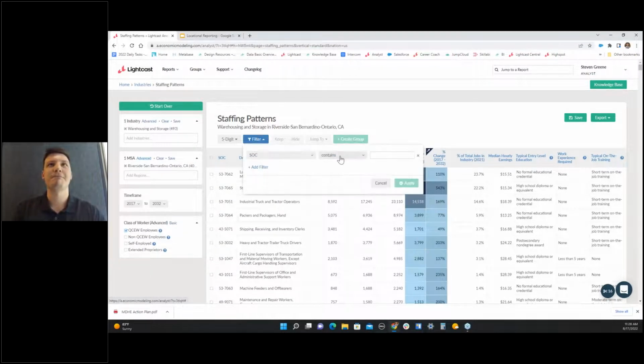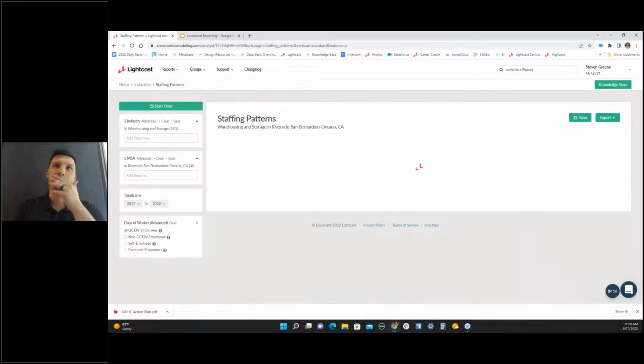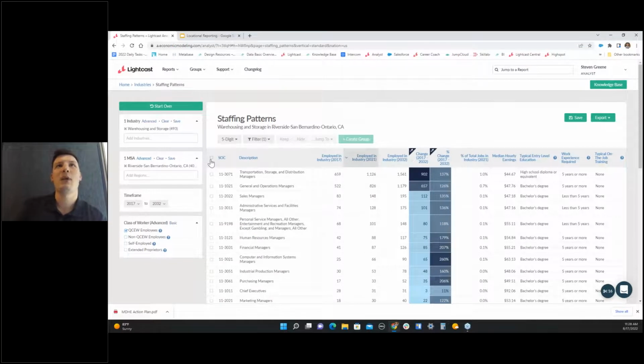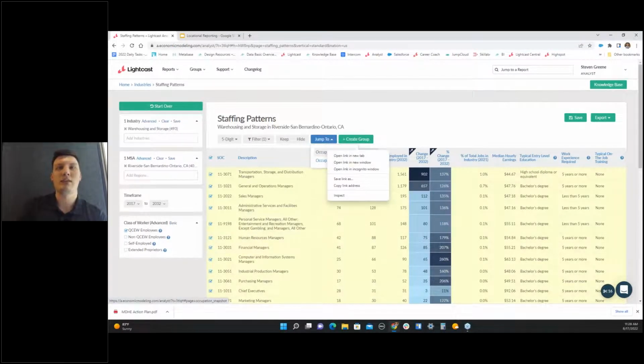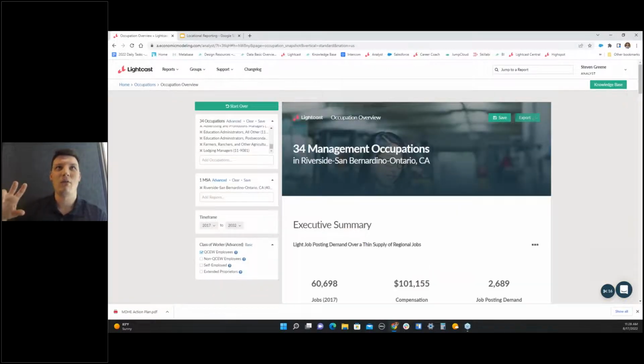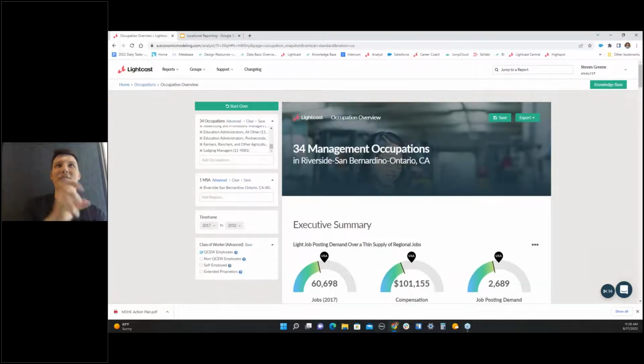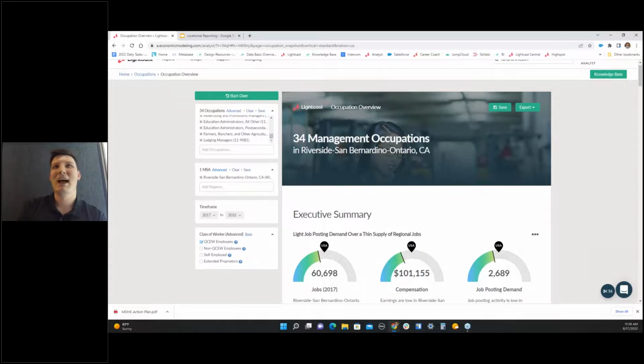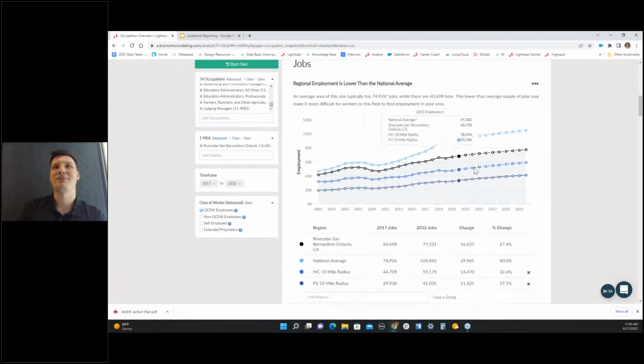Add in my filters again. SOC starts with 11. We'll grab all of these and we'll jump to occupation overview. It's a little bit of a process, but when you understand now how Analyst can save your previous searches, it's a lot better than retyping all 34 occupations or however many occupations you have.